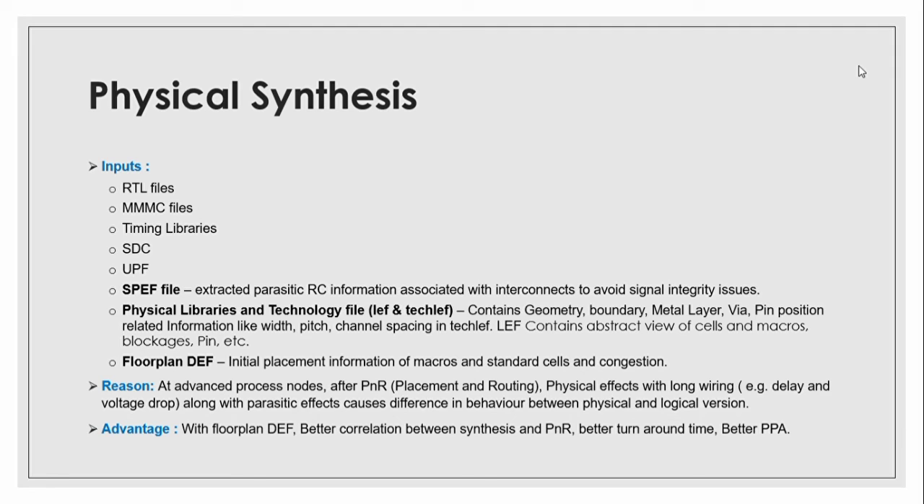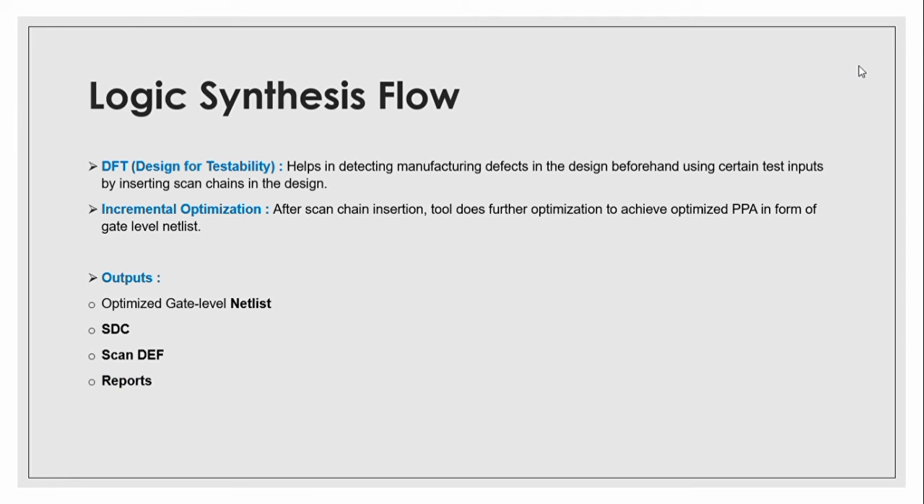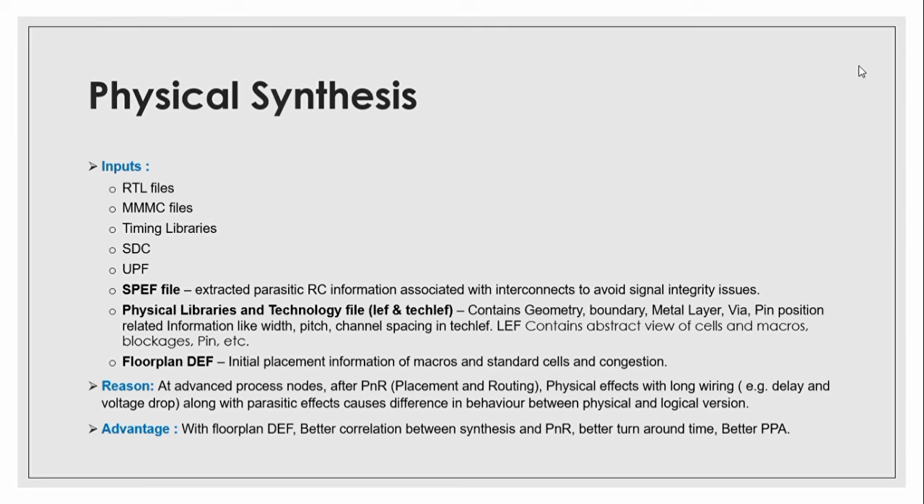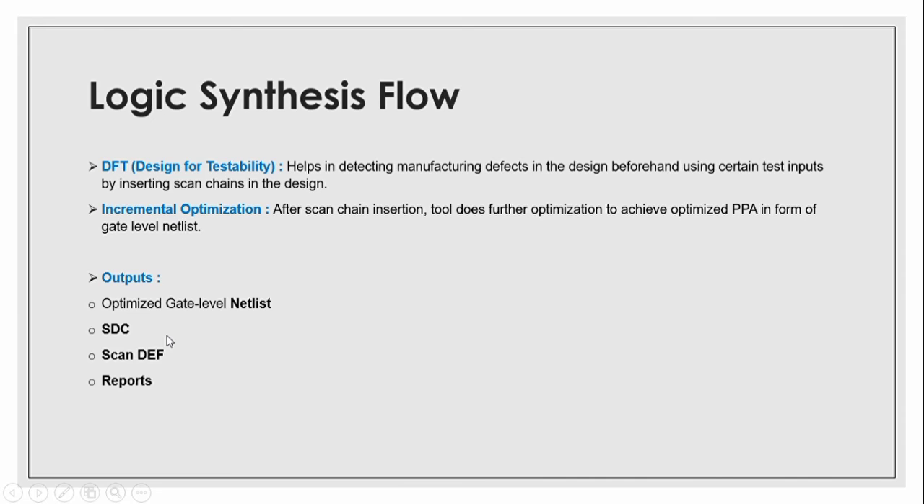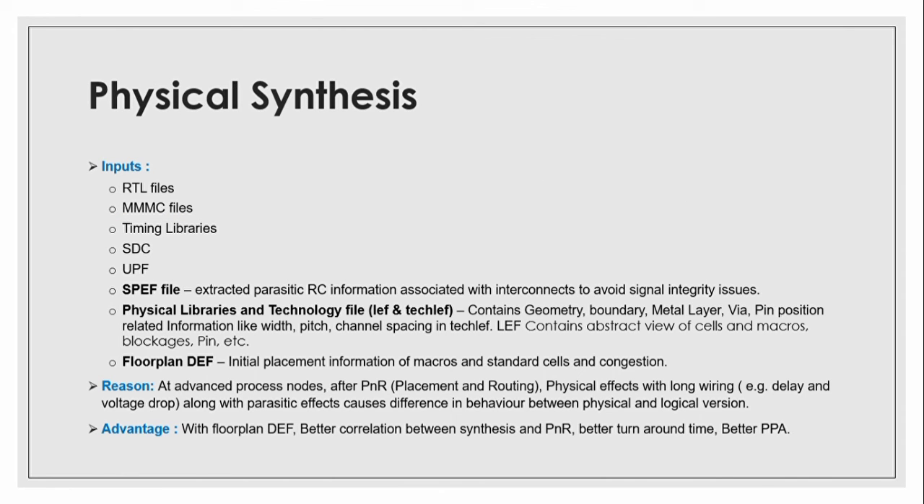Based on this information, whatever output we have got from the logic synthesis flow, along with this physical library and technology file, we will give to the PnR team. That is for floor planning. Floor planning is the first stage of physical design. These are the must-have inputs. Except the SPEF file and the floor plan DEF file, all the other inputs along with the output files of logic synthesis are the inputs for physical design.